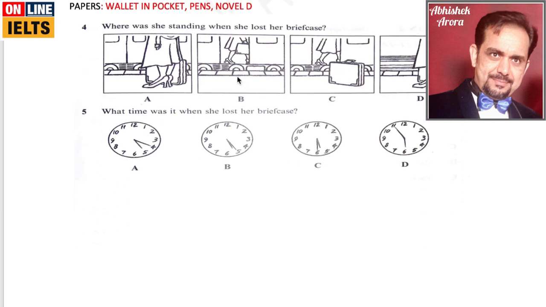And next, where was she standing when she lost her briefcase? So she was standing on the platform. Okay, she said I was on the platform looking for my train, and the briefcase was just beside me, next to me. So either A or D. But if you listen to it carefully, she says I was looking for my train. Here the train has already arrived, fine, and D option is the correct option because she's looking for the train, the briefcase is beside her.